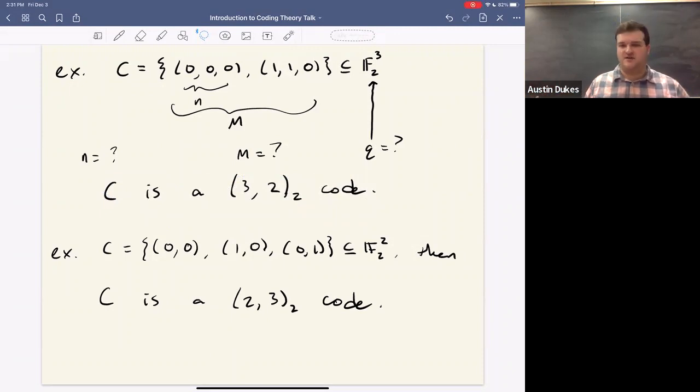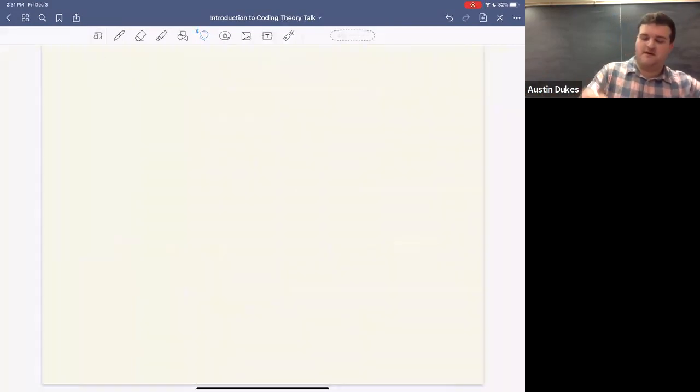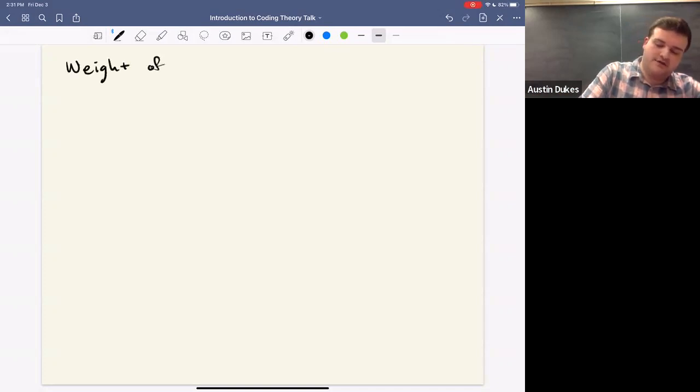It's just a set of vectors in an ambient vector space, all right, over a finite field. Cool. All right, so we have to introduce a couple more concepts, and then we're ready to talk about some things concretely. All right, so we need to talk about what the weight of a code word is.